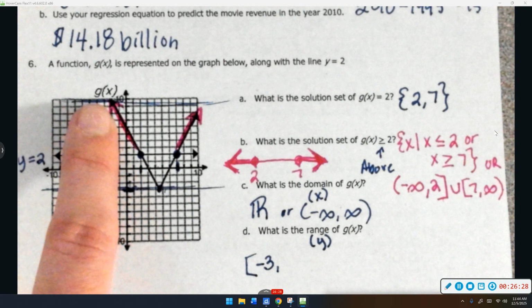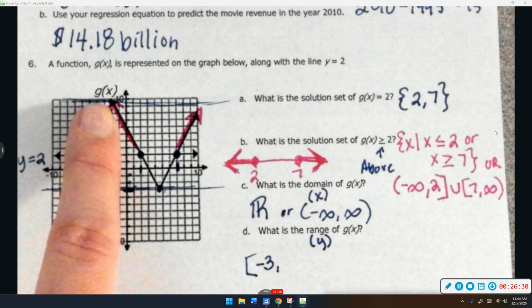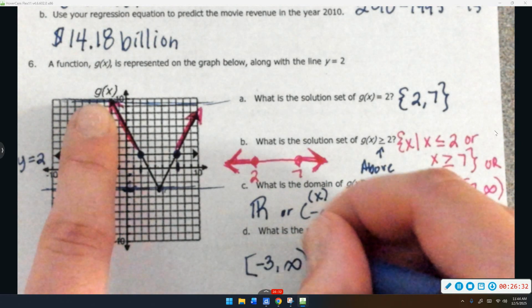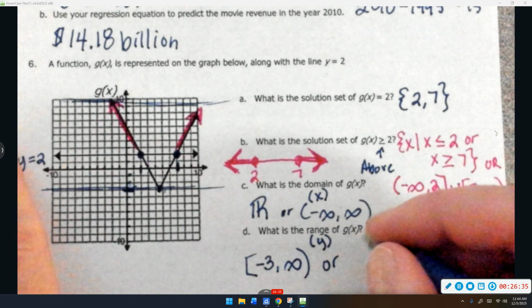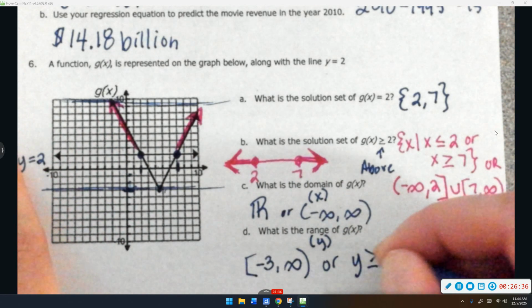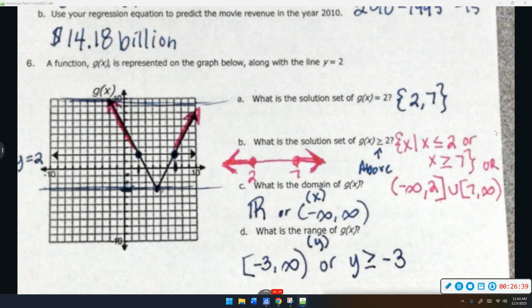Well, I run into an arrow. What does arrow mean? Infinity. So it's negative 3 to infinity. Or I would say y is greater than or equal to negative 3. Again, you would just have to be able to pick the right answer. You don't have to worry so much about writing it. Okay, let's do 2 more. Let's see what we got.